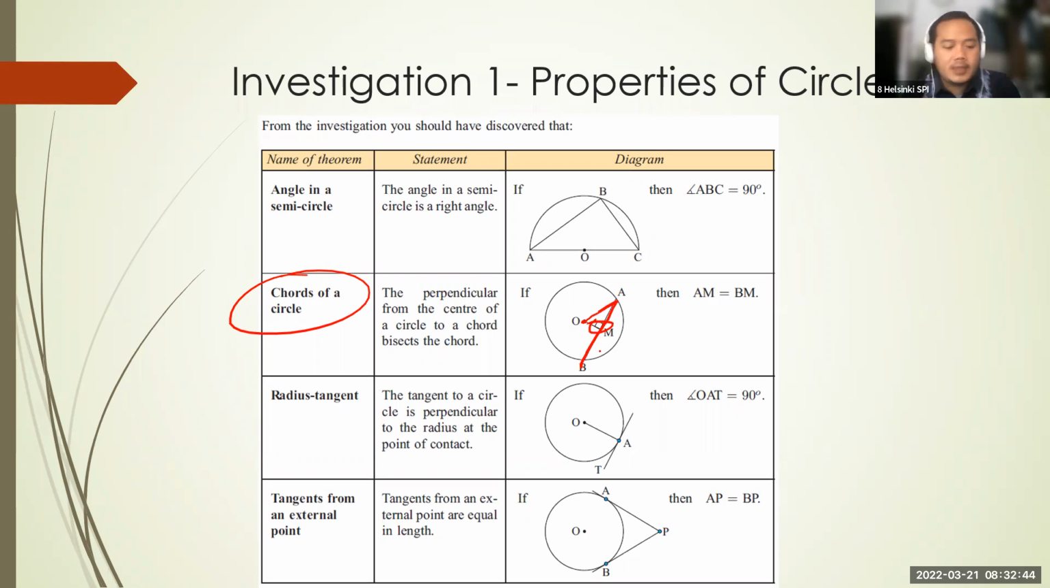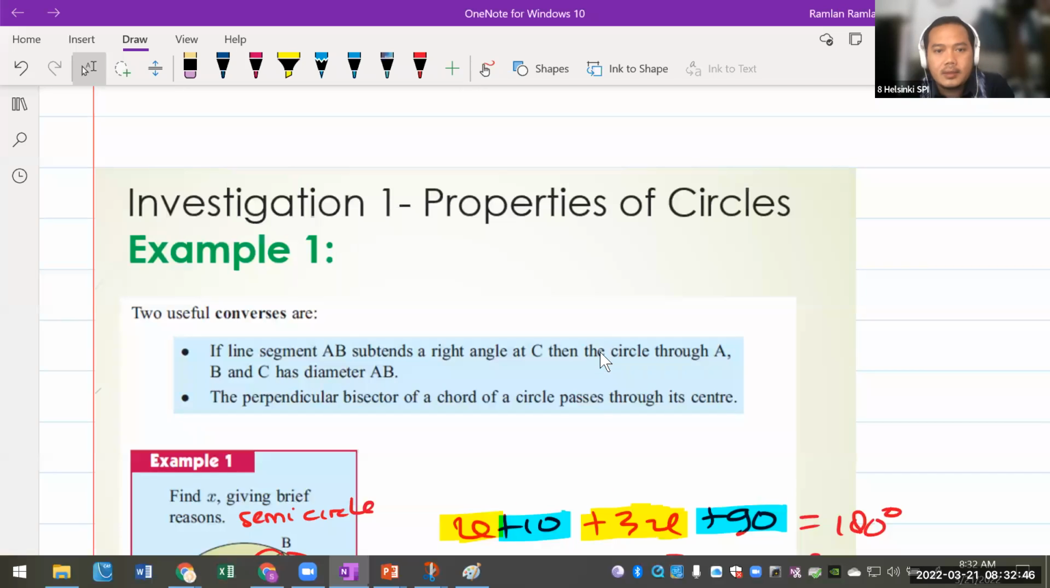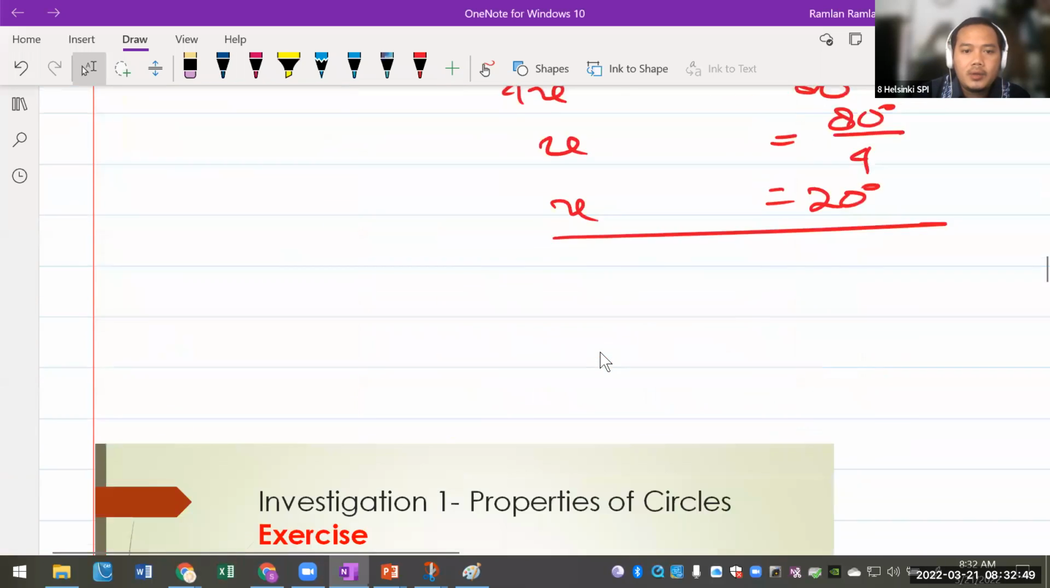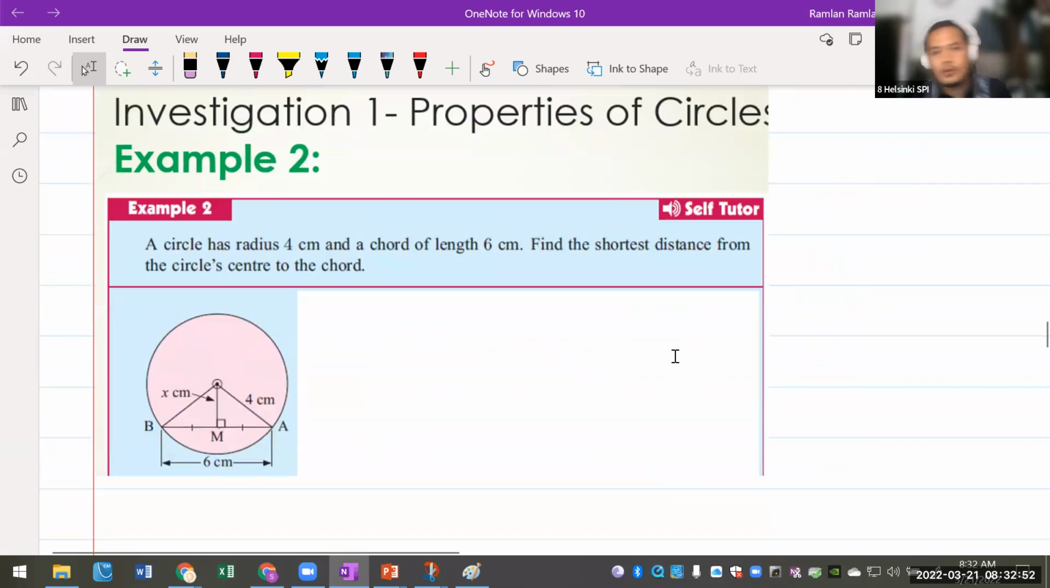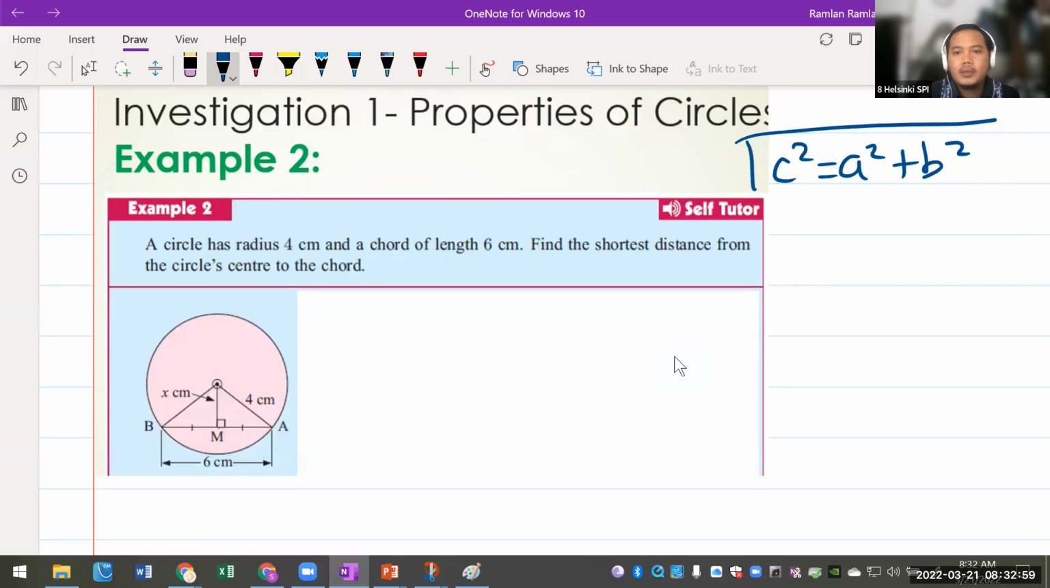Okay, so let's go to this question over here. Remember the formula, c squared equals a squared plus b squared. Please use this when you want to find the length of sides of a right angle triangle. And just remember that c is always the hypotenuse, the side in front of the 90-degree angle. Okay, so let's go back here. A circle has a radius of 4 centimeters and a chord length of 6. Find the shortest distance from the circle center to the chord.